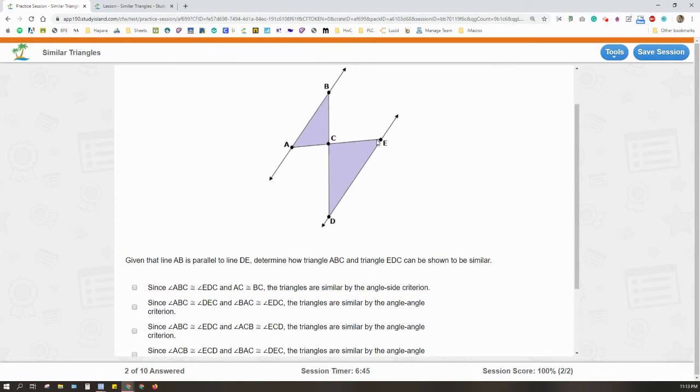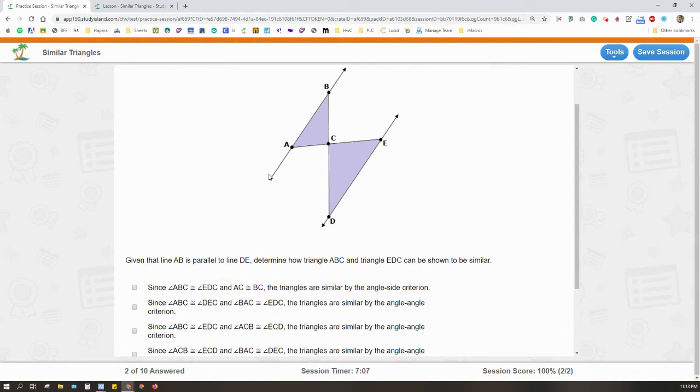ABC is congruent to EDC. That is what we just determined through alternate interior angles. So that's true. And AC is congruent to BC. Is AC congruent to BC? And if they are, aren't AC and BC on the same triangle? It doesn't even mention a side of the other triangle. So why would that help us? So this is not true.